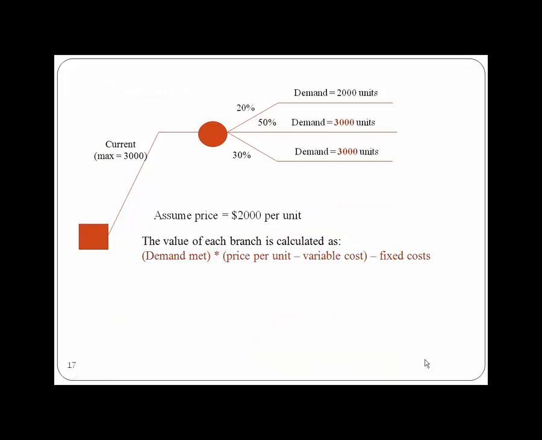Now that you've had a chance to review the entire decision tree, let's go back and actually calculate the financial result of each of the branches we talked about. So to do this, let's assume that the price per unit that Pennington Cabinet Company sells is $2,000. So therefore, the value of each branch is calculated as demand met times the difference between the price per unit and the variable cost per unit minus the fixed cost.